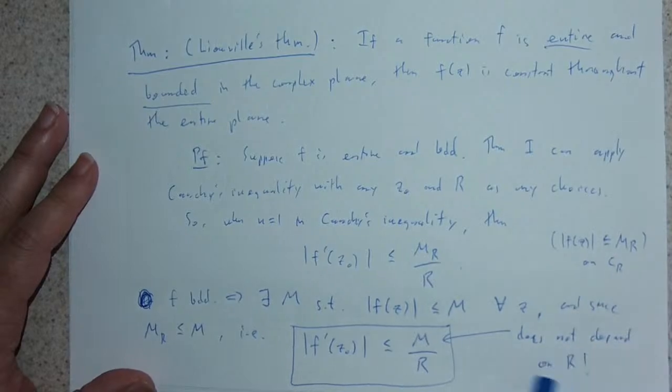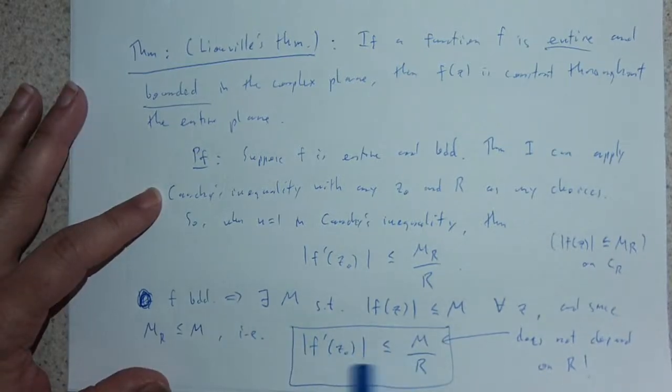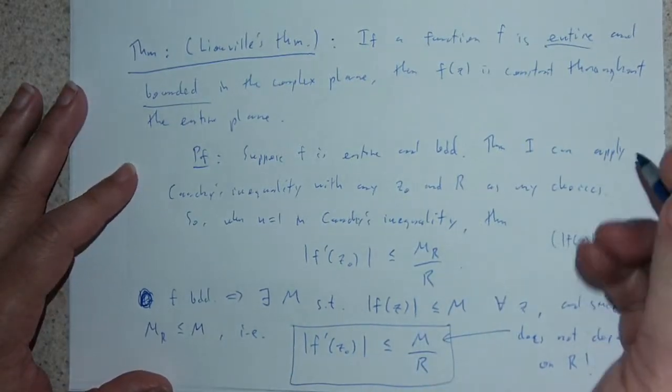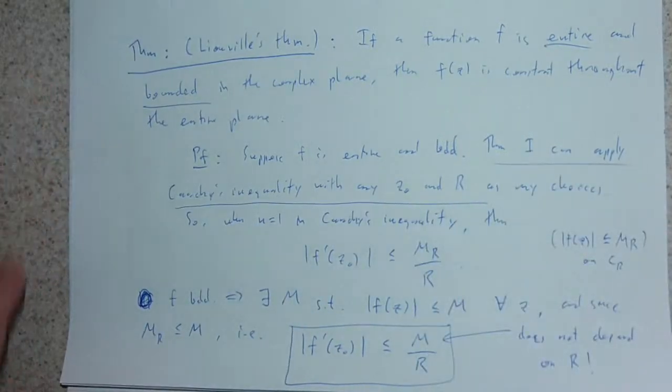Right? This bound is the thing that must be true on the entire complex plane, i.e. it doesn't depend on the circle, right? That's important because what we want to do here is take r to be arbitrarily large. So this has to hold for arbitrarily large r here, right? That's what I said originally. I can apply Cauchy's inequality with any z naught, and so this r can be as big as I want it to be.